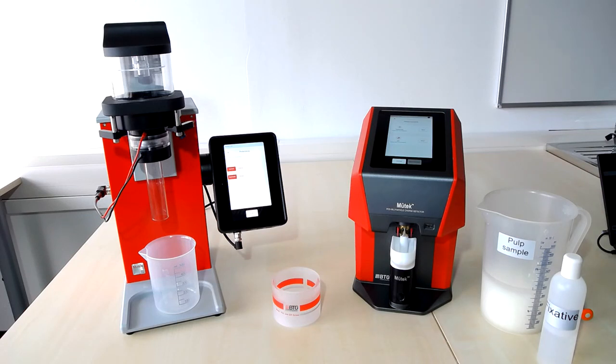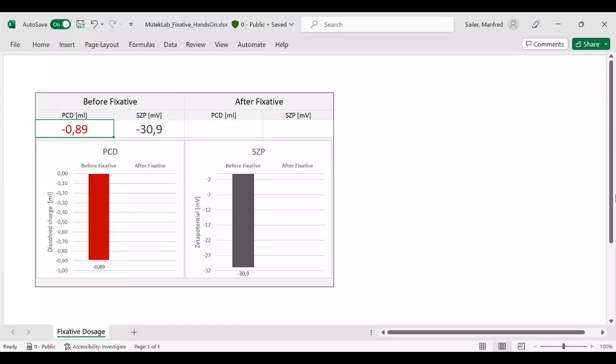So before we can make such a judgment, we should know the initial charge values of our pulp suspension. And in order to save us some time, I have done these measurements already prior to the webinar. So join me, please, in having a look into an Excel sheet. So, what we got here is before the fixative dosage, measured with the PCD, a cationic demand of 0.89 milliliter. So the sample itself is anionic, means it's demanding cationic additives. Therefore, the result is called cationic demand. And this minus 0.89 is quite a significant number.